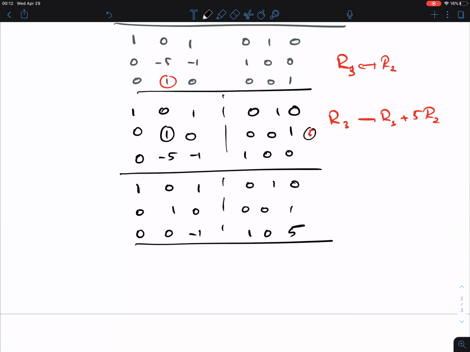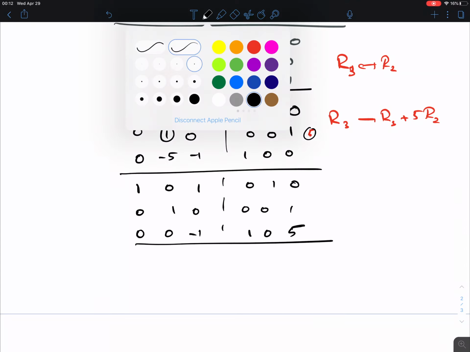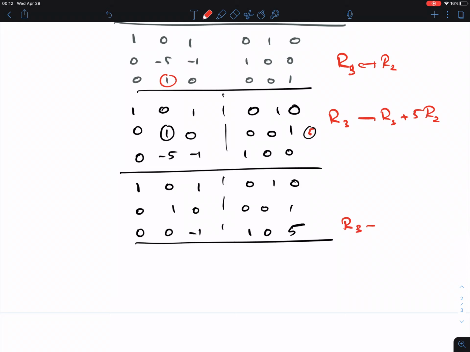This last one should be, so row 3, replace that with minus row 3 because I need a plus 1 there. So that would be 0, 0, 1, 1, minus 1. Minus 5, okay, so let's get rid of that.